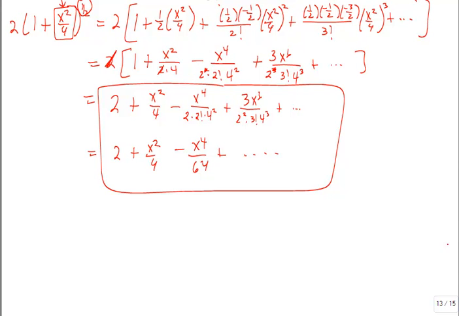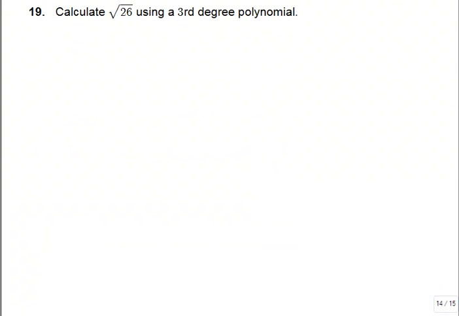All right. Next example. Calculate square root of 26 using a third degree polynomial. So I mentioned earlier that this binomial theorem is useful for calculating roots, and this is going to be an instance of that. So if you've ever wondered how does your calculator calculate the square root of 26, this is one way that it could do that.